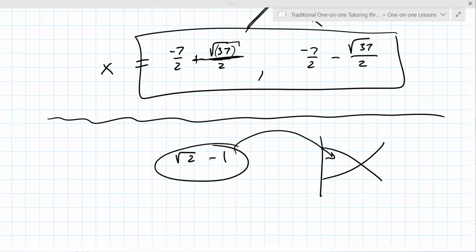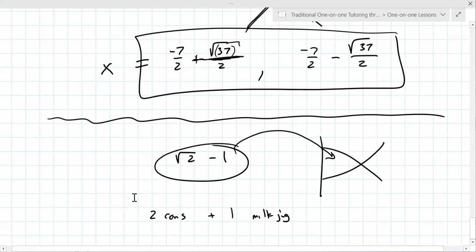If you took an inventory of everything in your fridge, you have 2 cans, plus one milk jug, cart, whatever, and you're okay with that, but somehow you're not okay with this because you want it to be something that it can't be. But what you're not believing is that you've solved it. It is this thing.